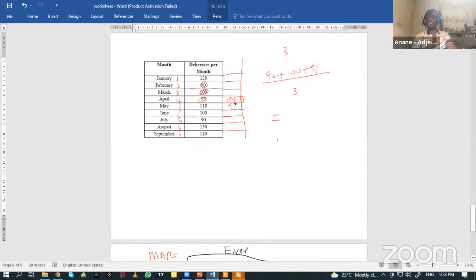95. So you do on and on till you get the rest. This one will give you 101.67, this will give you 101.67 as well, and this will give you 100. And this will also give you 110. So that is a 3 months moving average.